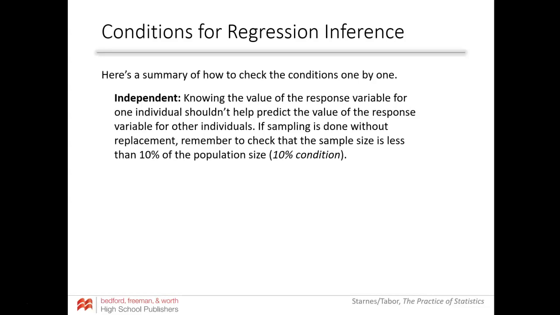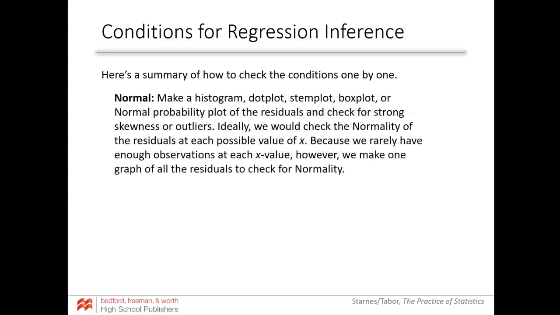Independent. They're just going to kind of mention things that we already know about. This is what's nice about this chapter, or these past few chapters. Knowing the value of the response variable for one individual shouldn't predict the value of the response variable for the other individuals. So they have nothing to do with each other, basically. Yes, they are related to the line that we're creating, but they are not related to each other necessarily as far as prediction goes. And also, if the sampling is done without replacement, you have to check the 10% condition. If you're sampling, right? That only works for samples.